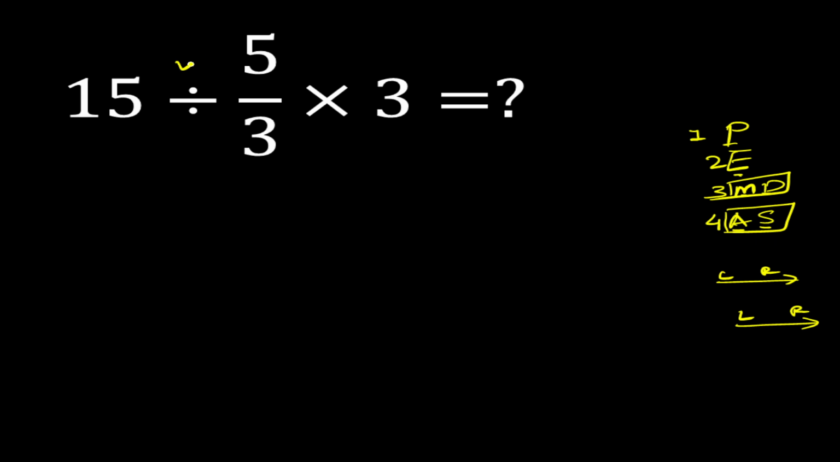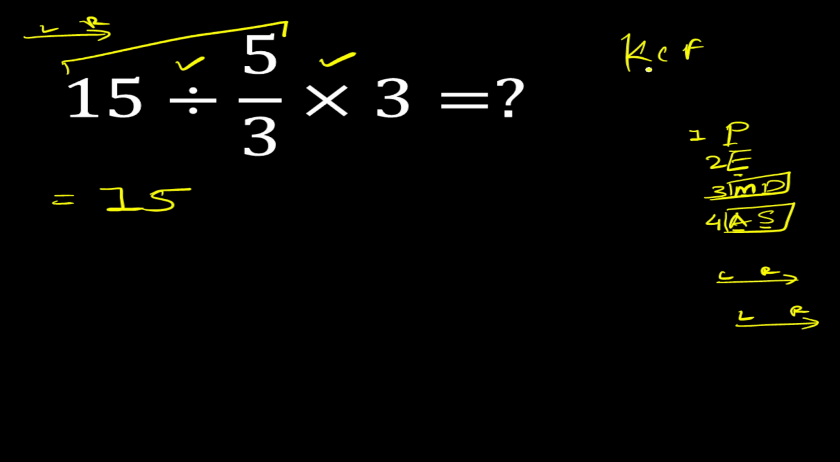So in this question, we have one division and one multiplication, and both have equal priority, so we have to solve it from left to right. So first we have to solve this part, right? So now 15. Now according to the KCF rule, K means keep this 15 as it is. C means change this sign from division to multiplication. And F means flip this second fraction, 5 upon 3 is equal to 3 upon 5, right, times 3.